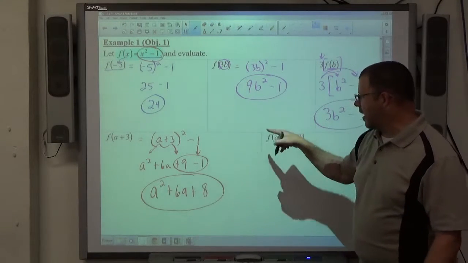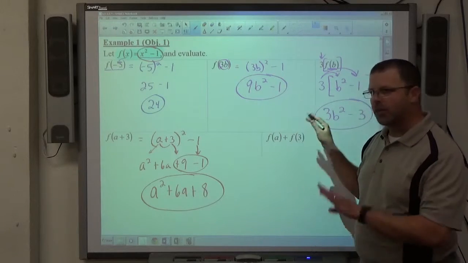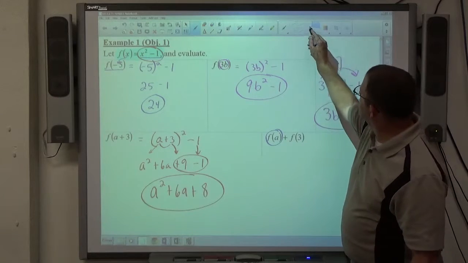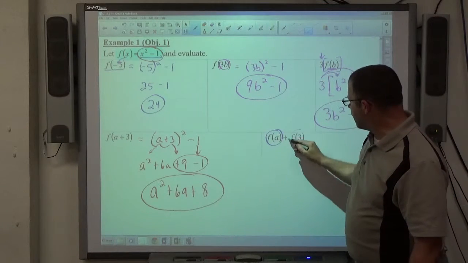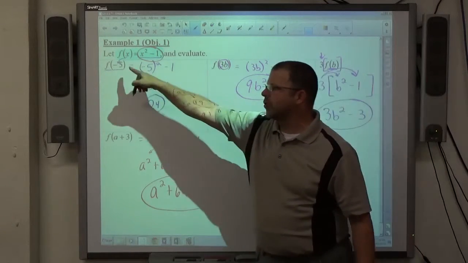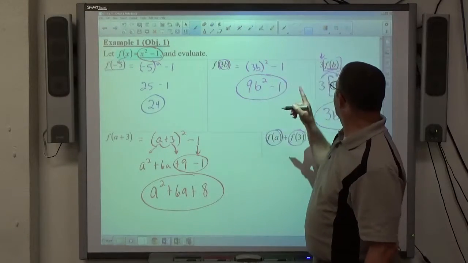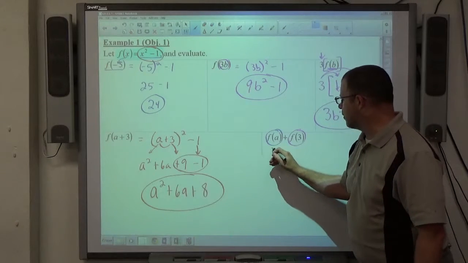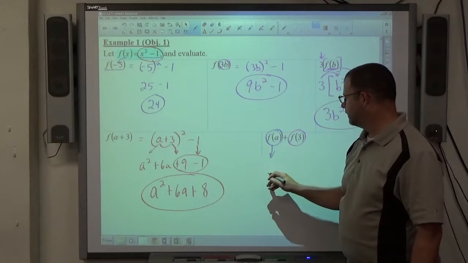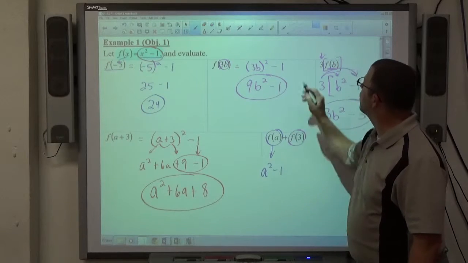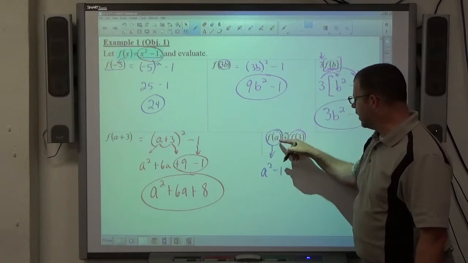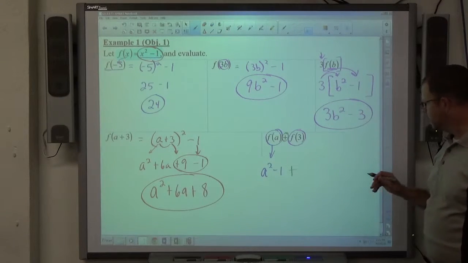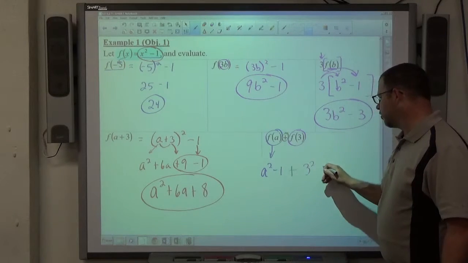The last one. Same objects, right? F of a, f of 3, there's a plus sign, all the same stuff. F of a is a function of f, and f of 3 is also a function. F of 3 is kind of like this first one, and f of a is kind of like this piece here. So if we look at these, f of a is going to be a squared minus 1. The plus sign is between these two things, so there's still a plus sign between them. And f of 3 would be 3 squared minus 1.